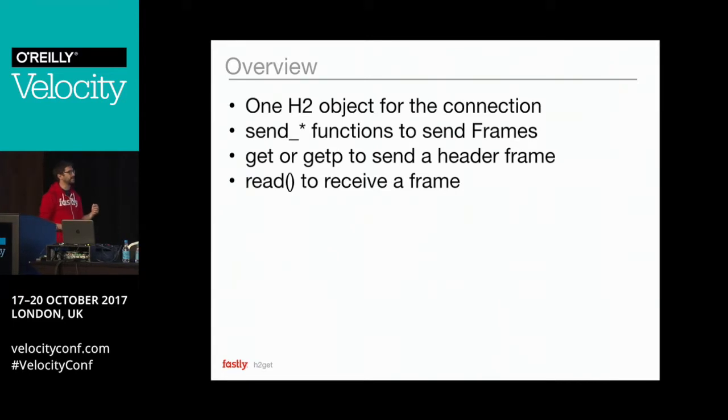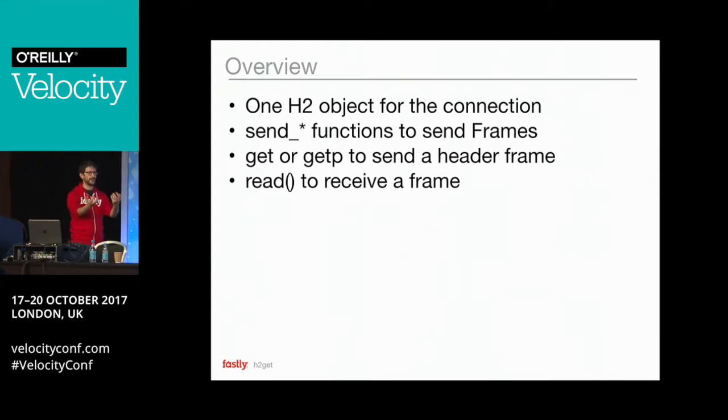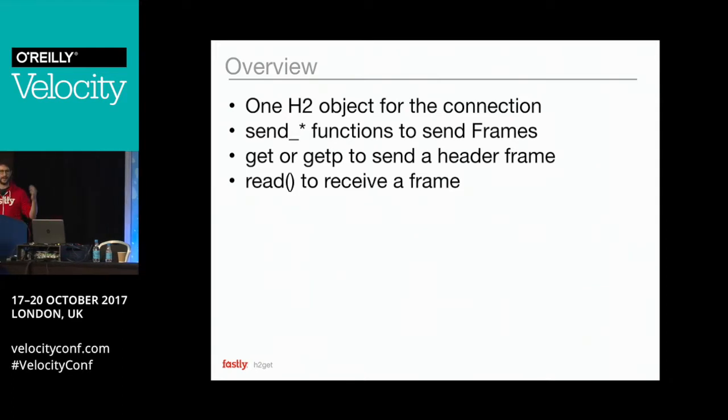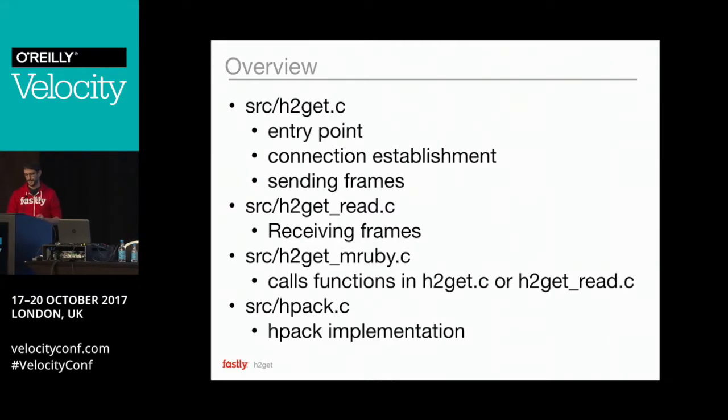So essentially in H2Get, we create an H2 object for each connection. And then we send something. If you look in the repository, there's all the list of the implemented functions to send frames. And then you use the read function in order to read frames from the wire. And then that creates a frame object, and you can output the type and the contents, etc.